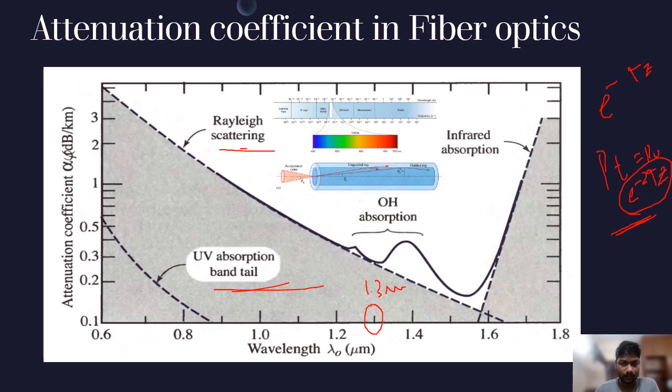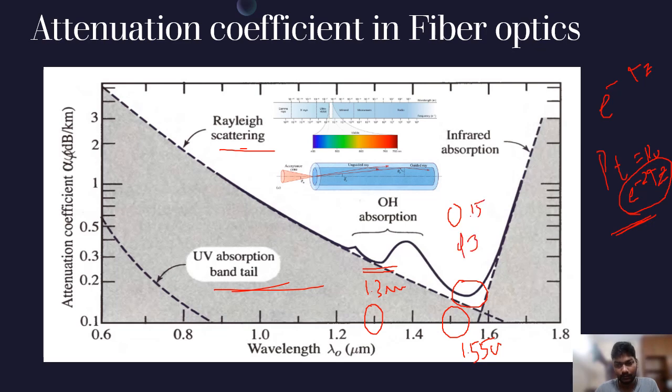So at 1.3 micrometer we can see there is a local minimum. And one of the most important things to notice is that at nearly 1.5, really about 1.55 micrometer, there is a global minimum. As I have mentioned several times, this is around 0.15 dB per kilometer.